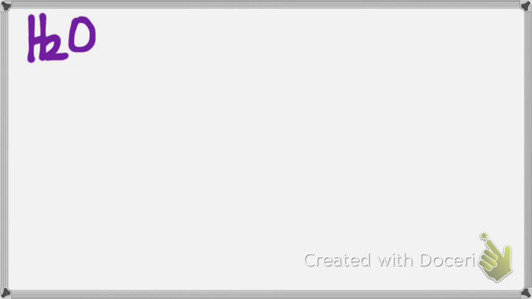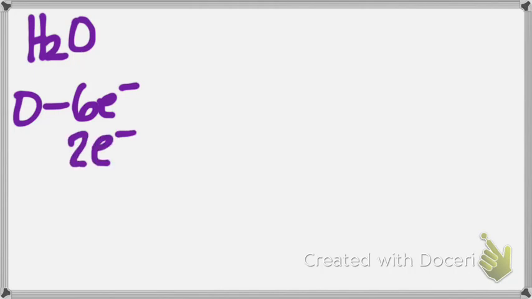So oxygen has how many valence electrons? Now's where you say 6. And then we have 2 for the hydrogen, right? So again, we need a total of 8 electrons. Okay, so we know we have oxygen, right?